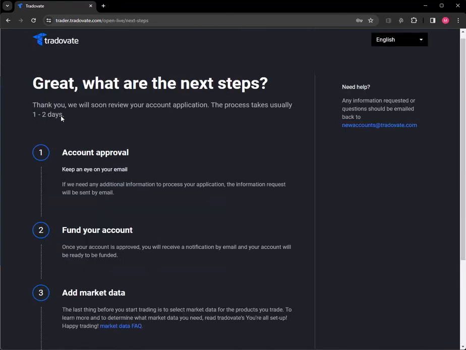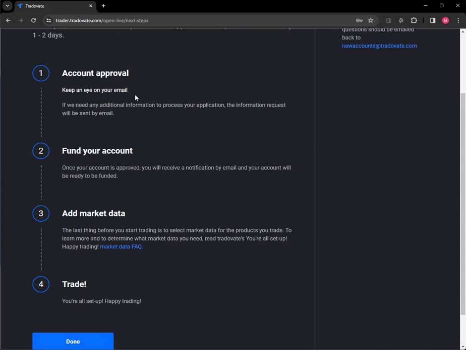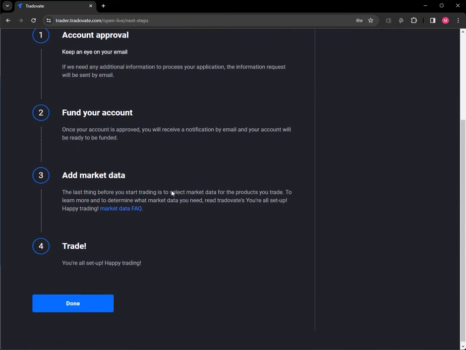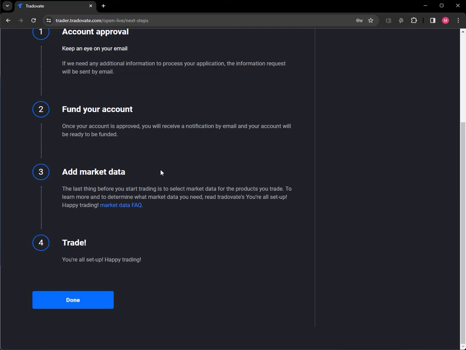So what are the next steps? We will soon review your account application. The process usually takes 1 to 2 days. Keep an eye on your email. Once you're approved, they'll let you know via email. Then you'll be able to fund your account, which we can go over in a later video. And then you'll need to add market data so you can actually see the price action on the chart, so you know what you're trading, and you'll be able to place trades in real time. Once you have that market data, you're able to trade.